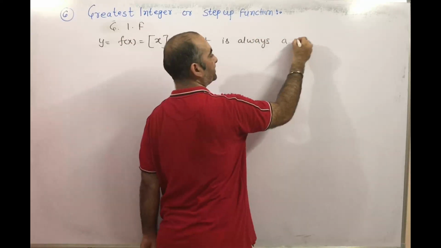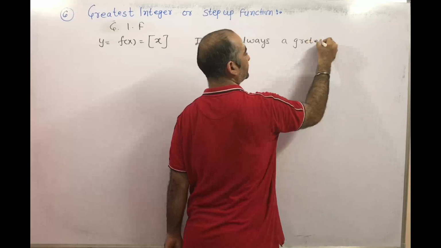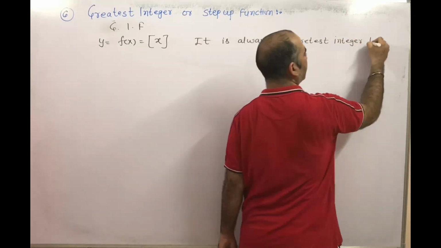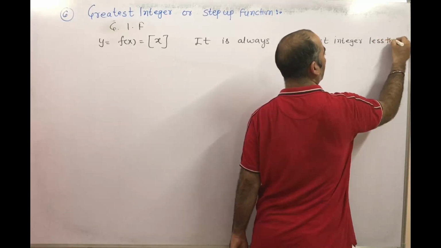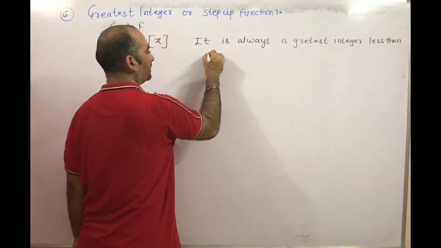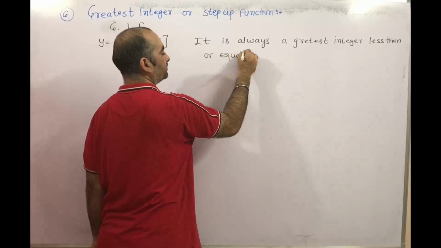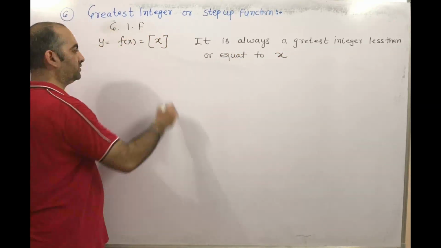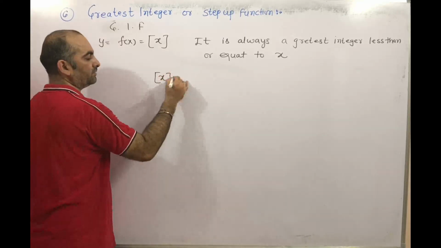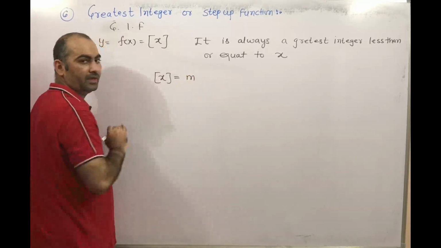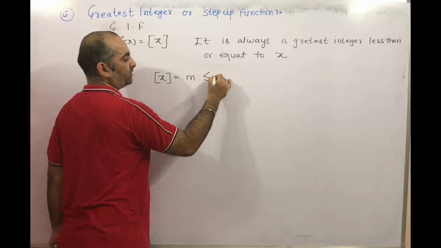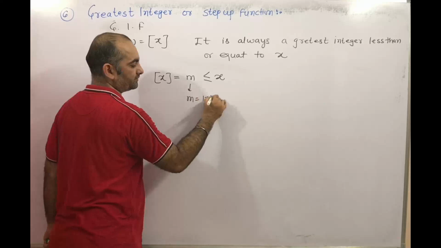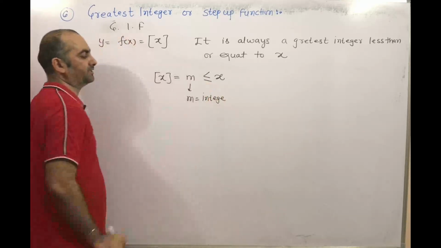a greatest integer less than or equal to x. So the greatest integer of x will come as some integer m, and this m value is always less than or equal to x. What is m? m is an integer.